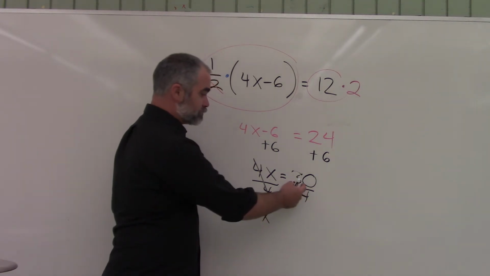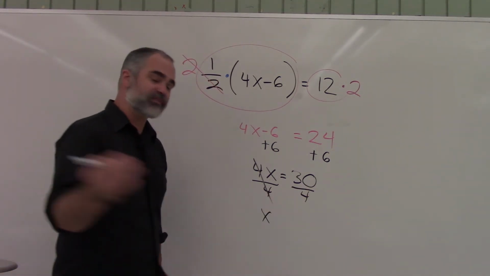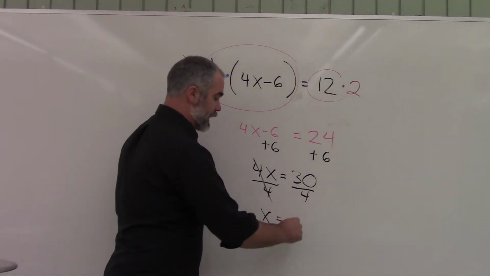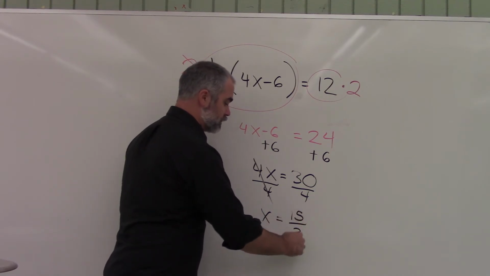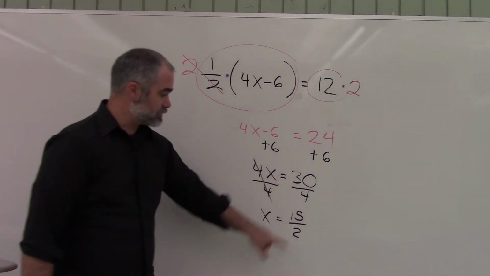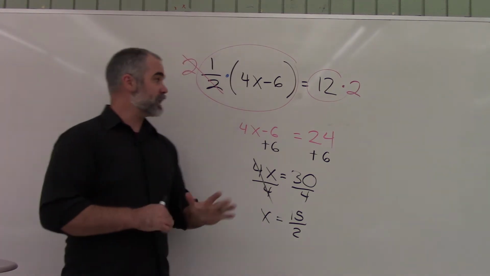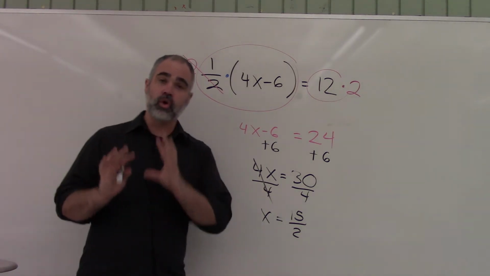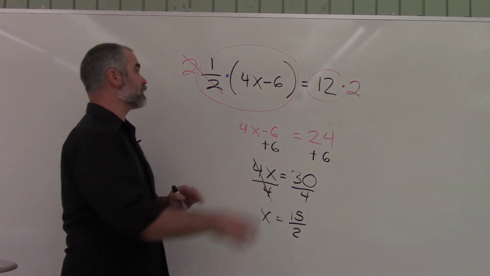And again, this is just a division problem. If you take 30 divided by 4, you get 7.5. Or if you like fractions, you can leave it and reduce by dividing the top and bottom by 2 to get 15 halves. Again, totally different way of doing it, but because of the golden rule, whatever you do to one side, you must do to the other.